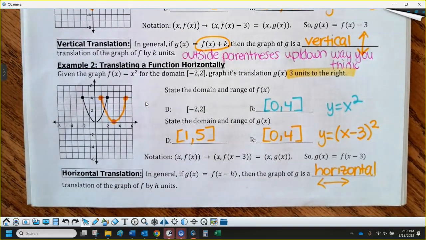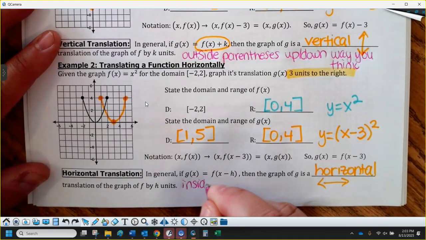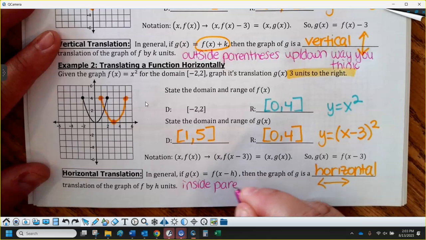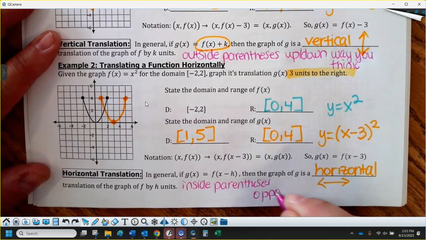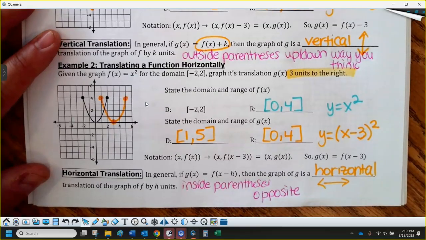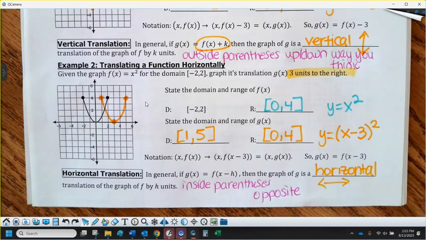So like this is inside the parentheses. Inside the parentheses. And I'm going to write down, this goes the opposite way that you think. So if it looks like a minus, it's actually positive. If it looks like a plus, it's actually a negative and going to the left. Is anybody having a question? Okay, I know this notation is super tricky.